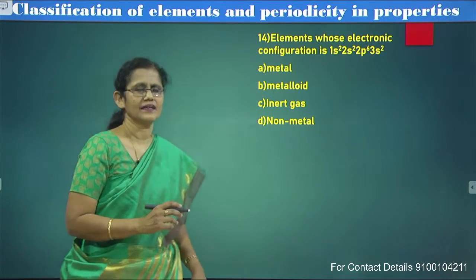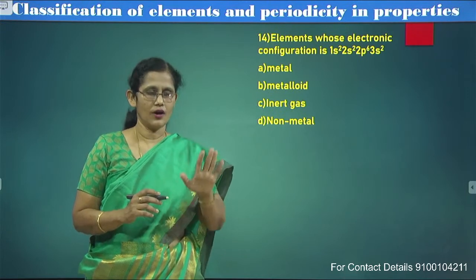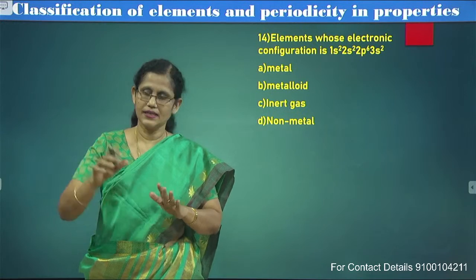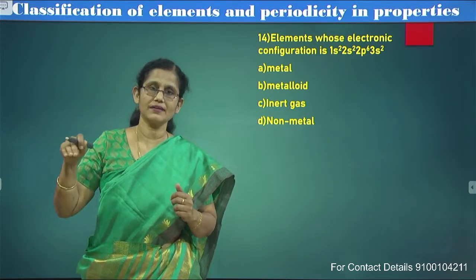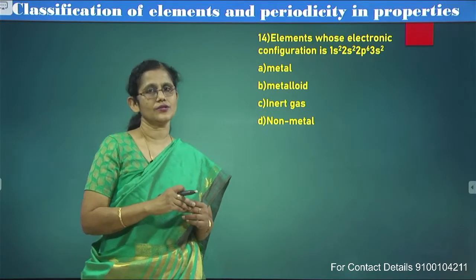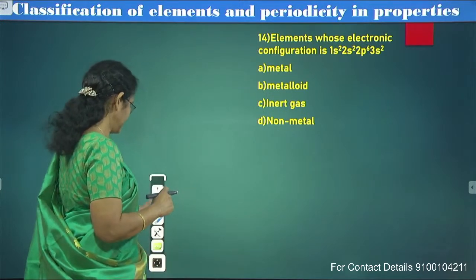See here, except hydrogen, all S block elements are metals, all D block elements are metals, all F block elements are metals. In the P block, we have mostly non-metals, the last few elements are metals and some are metalloids. So, metal should be the correct answer.